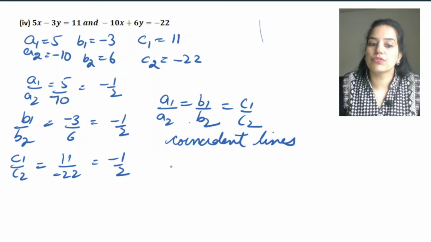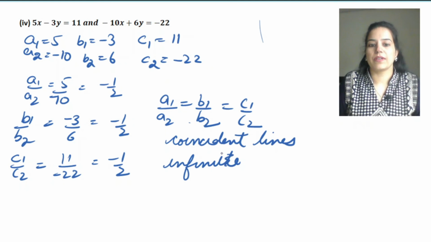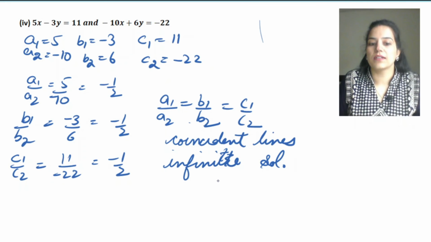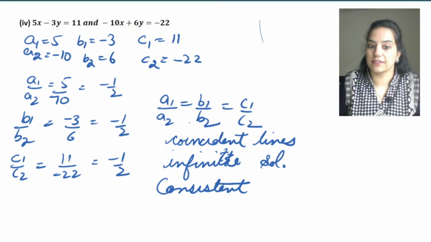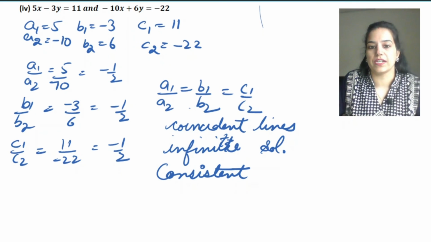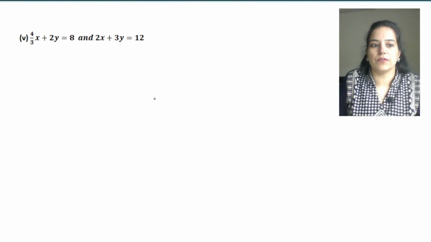And how many solutions do they have? They have infinite solutions, right? They have infinite solutions, and hence you can say they are consistent. Yes, a solution has to be there, whether unique or infinite, a solution should be there. Moving on to the fifth part now.